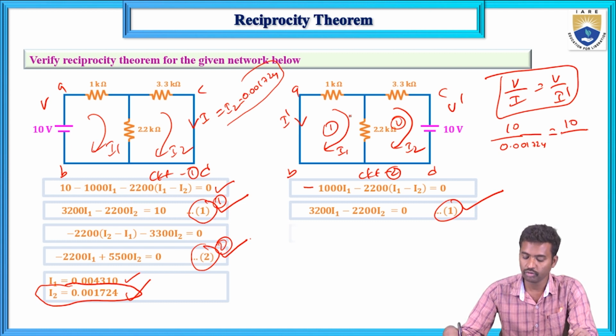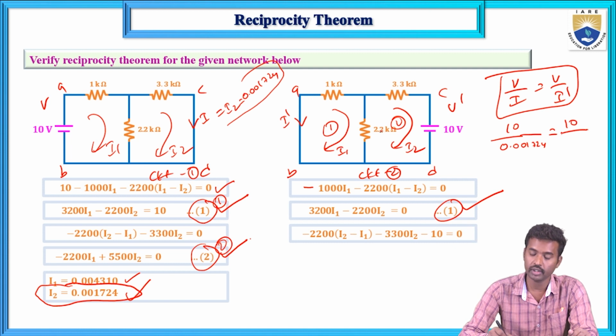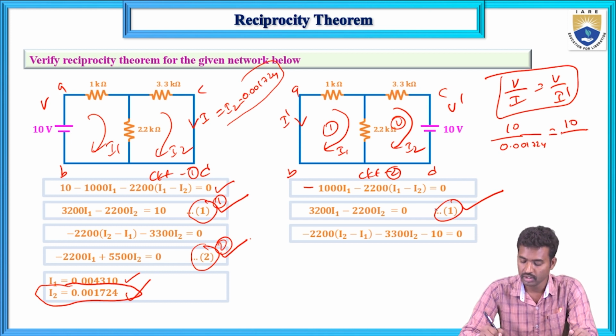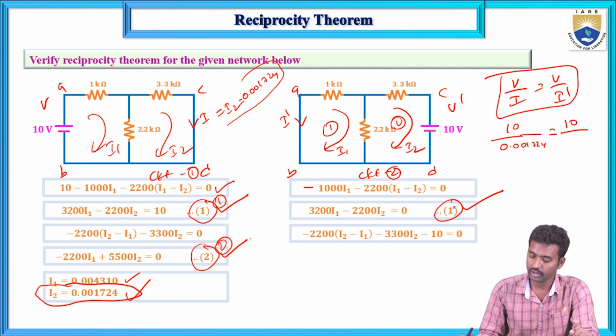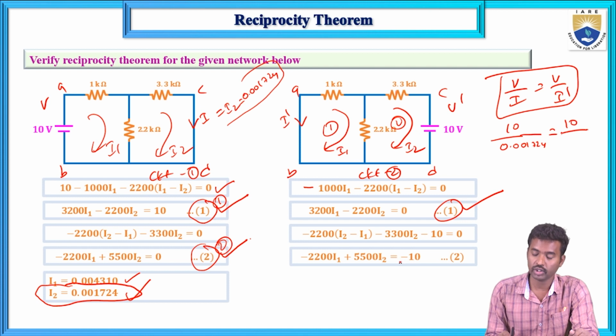Now in the second mesh, if you apply KVL, 2200 (I2 minus I1) is a resistive drop, and 3300 I2 is also a drop, and this is the rising voltage, but current is flowing from plus to minus, so it is a minus, and it equals 0. Now minus 2200 I1 plus 5500 I2 equals minus 10. Equation number 2. Solve these two equations, equation number 1 and equation number 2.